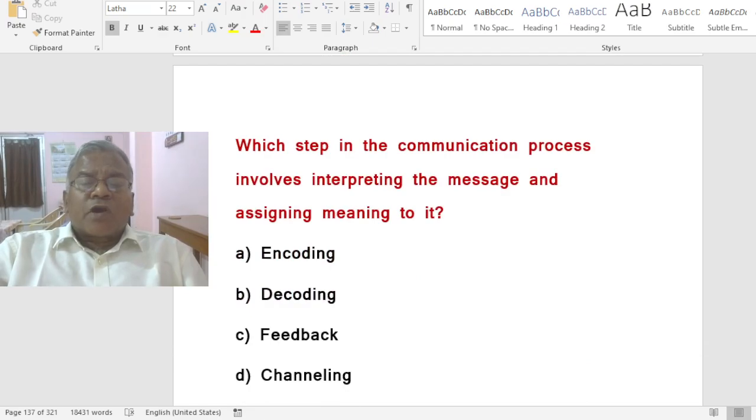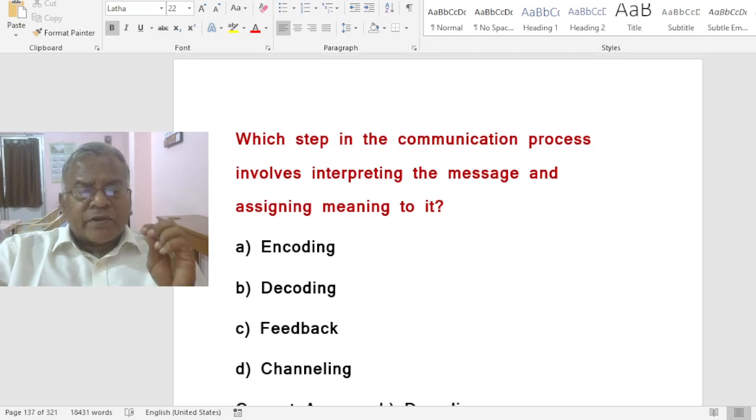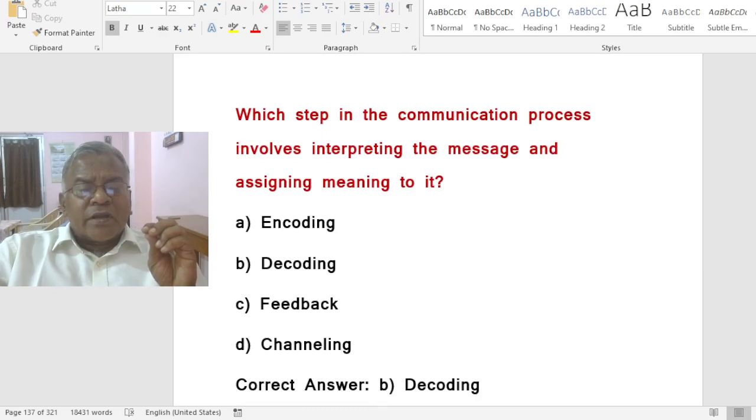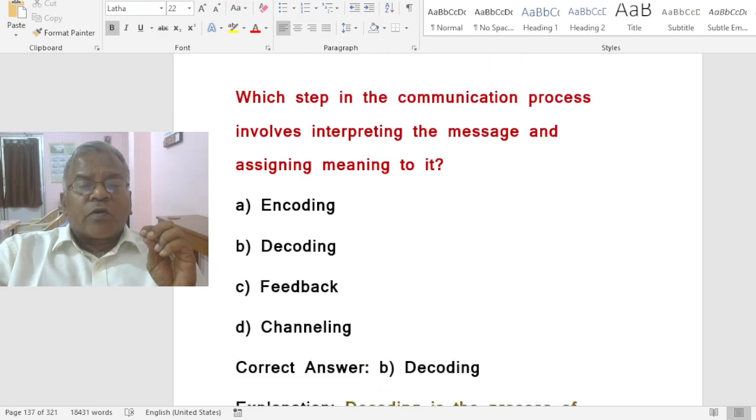Which step in the communication process involves interpreting the message and assigning meaning to it? Again, I repeat, which step in the communication process involves interpreting the message and assigning meaning to it? A. Encoding, B. Decoding, C. Feedback, D. Channeling. That is decoding.